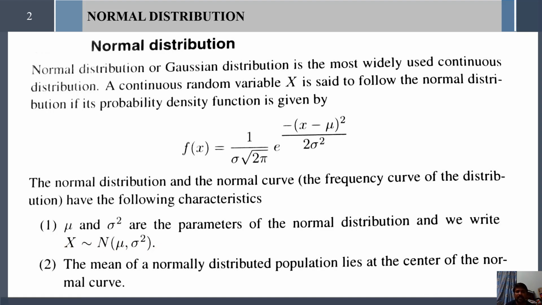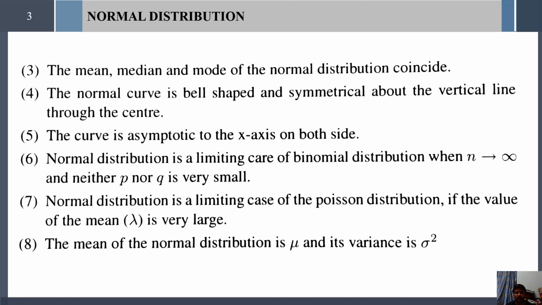The mean of a normally distributed population lies at the center of the normal curve. The normal curve is symmetric about x equal to mean mu. That is, mean mu lies exactly in the middle of the normal curve, and the normal curve is bell shaped. These properties are very important. You should study them, because based on these properties you will have a number of questions for 1 mark.